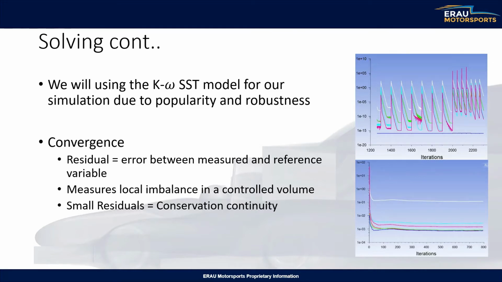So every single cell has its own residual, and the variables in question are the Navier-Stokes equations. A high residual indicates that there's large imbalances, while small residuals indicate that our equations are reaching a steady value. Therefore, we want small residuals for the instance that we want our simulation to obey conservation laws of mass and momentum.